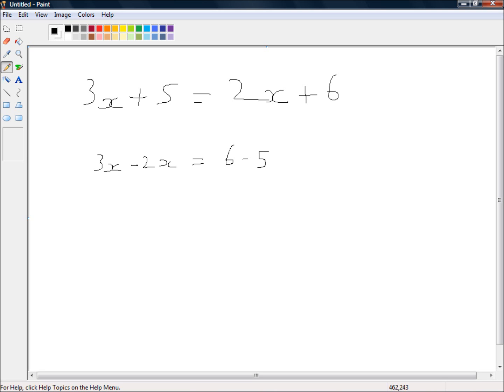So now we can combine these like terms. We've got 2x terms on the left hand side, we've got 2 numerical terms on the right hand side, so 3x minus 2x is just x, and that's equal to 6 minus 5 is 1. So what we're saying is 1 is the only answer that will satisfy 3 times the number plus 5 is the same as 2 times the number plus 6.